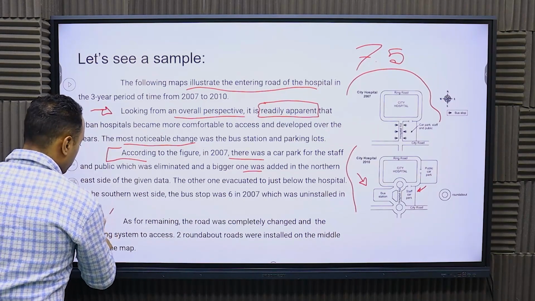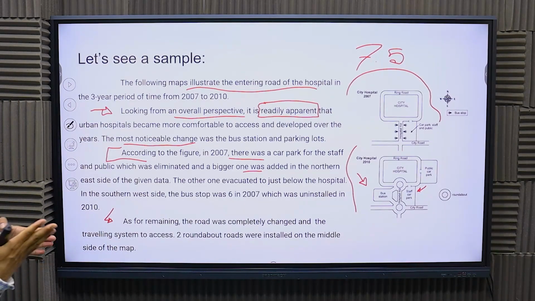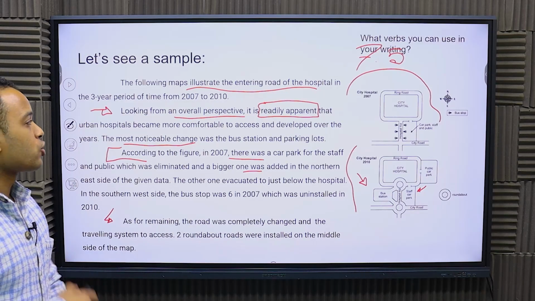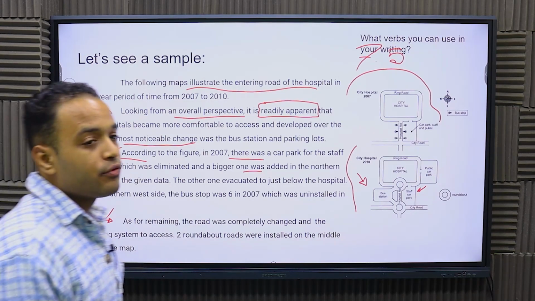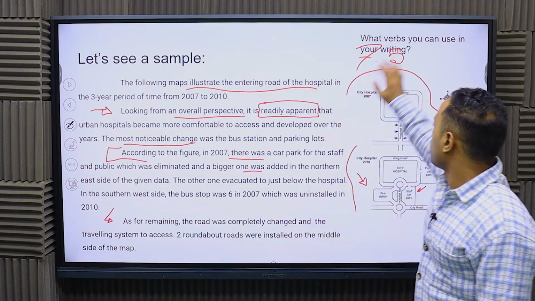Let's have a look at the concluding part. As for remaining, the road was completely changed, and the traveling system to access two roads were installed on the middle side of the map. Let me ask you a question here. What are the verbs that have been used throughout this one?